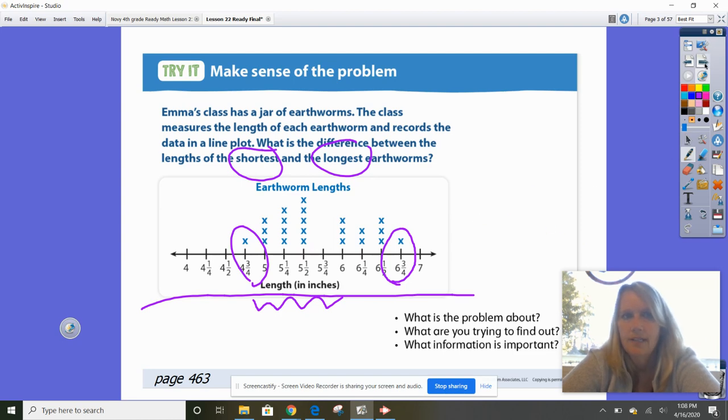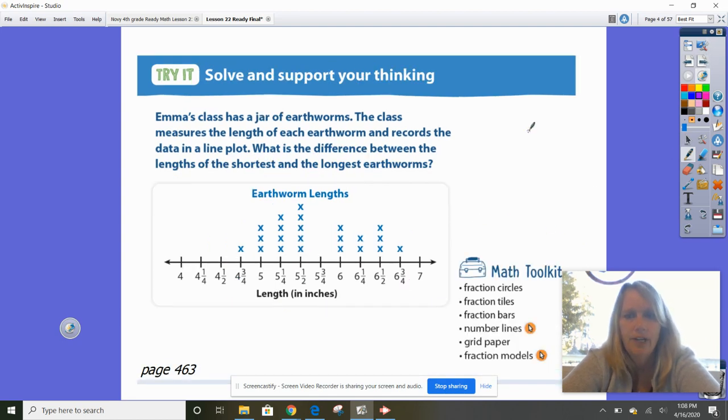All right, now give it a go. You can use your fraction pieces or whatever fraction parts that you have, number lines, numbers, give it a go. So push pause, then come back and see if we agree on the answer.